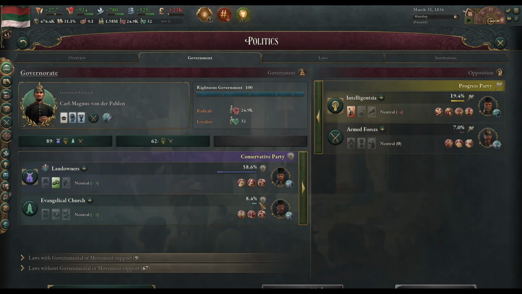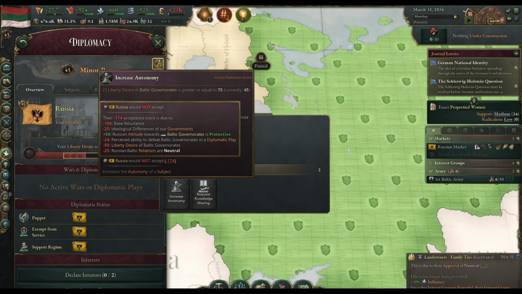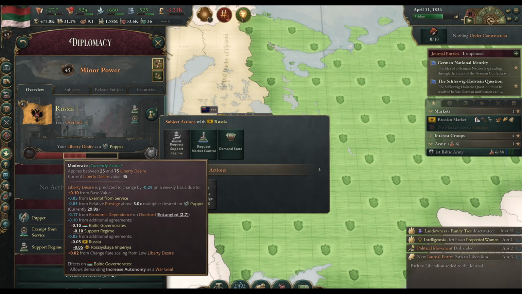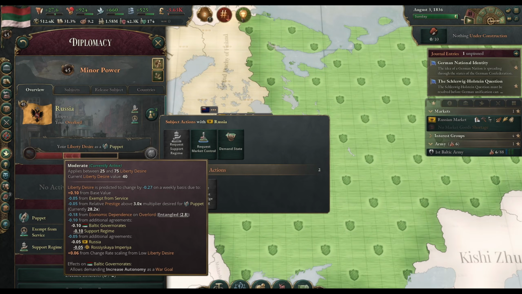Let me change the government to the intelligentsia again. Russia still deeply dislikes our government, but they must keep the support of our regime for 12 months. The game does not allow them to cancel it sooner. Now we wait until January 1937.